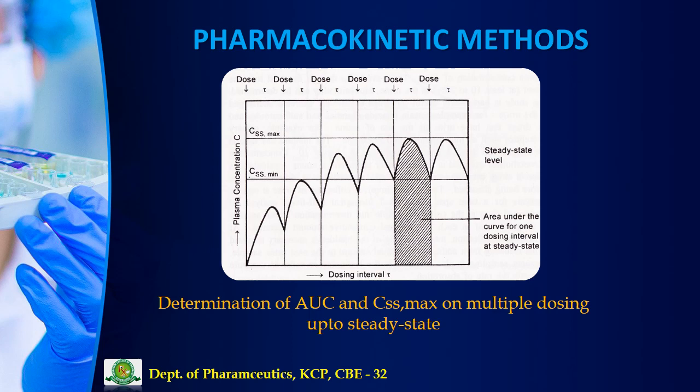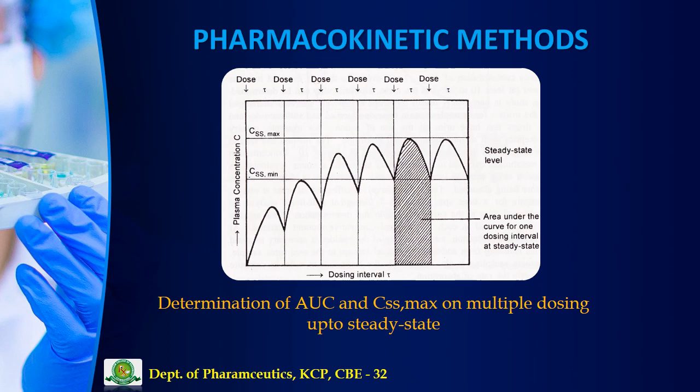So this is a graph which shows the multiple dosing administration, and this is used to determine the AUC and CSS. CSS is nothing but steady state Cmax in multiple dosing, up to the steady state level. Here there are frequent dosing administrations. At the top of the graph we see dose 1, 2, 3, 4, 5, 6, and for each dose there is a graph which goes in a sawtooth pattern, up and down, peak and valley.